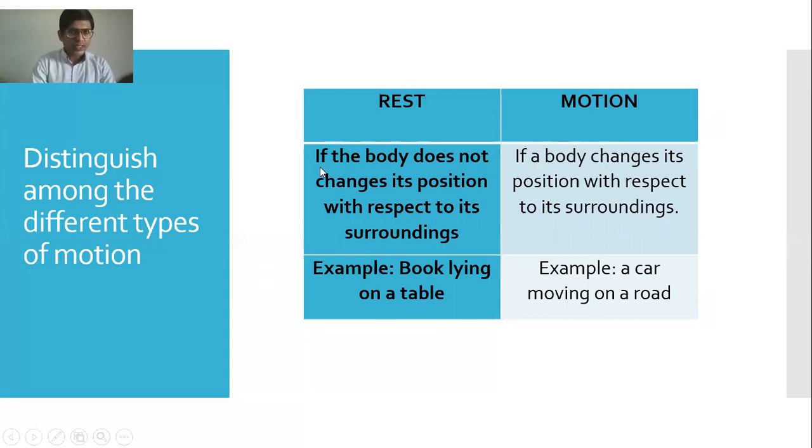The definition of rest is if the body does not change its position with respect to its surrounding, while the definition of motion is if a body changes its position with respect to its surrounding. So the first difference will be its definition, and the other difference could be its example. The example for rest is a book lying on a table, while the example for motion is a car moving on a road. This is very simple. We just have to give the difference between rest and motion. First is its definition, and second is the example. Okay, so now move on to the next topics.